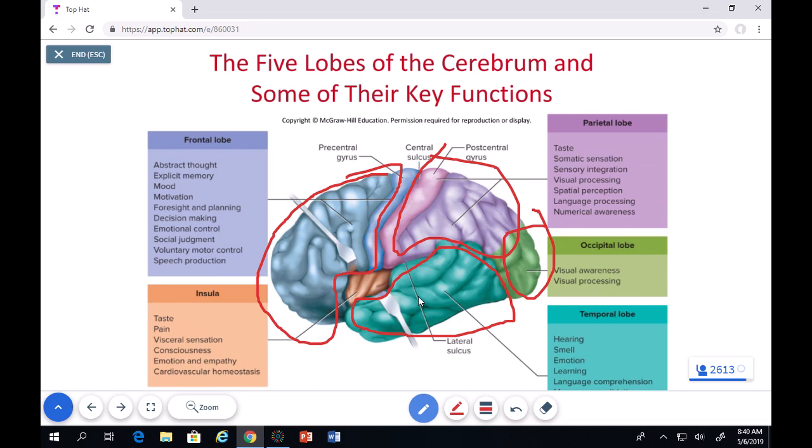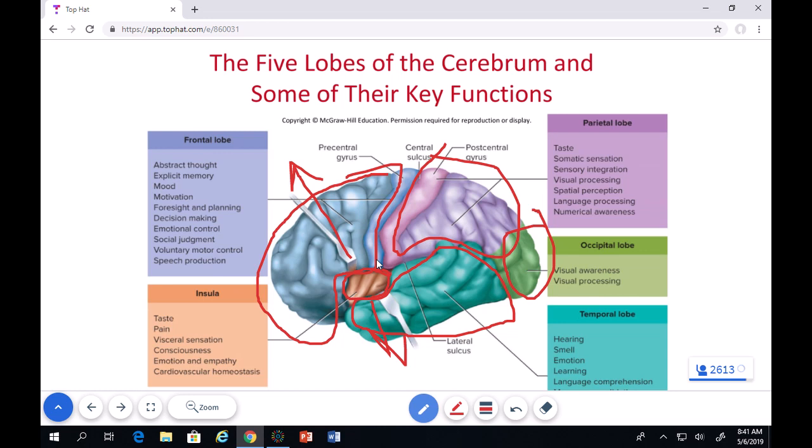The only lobe of the cerebrum which is not named for a bone of the cranial vault is the insula. To get to the insula, you need to pull back the temporal lobe and the frontal lobe to reveal another lobe of the brain underneath.